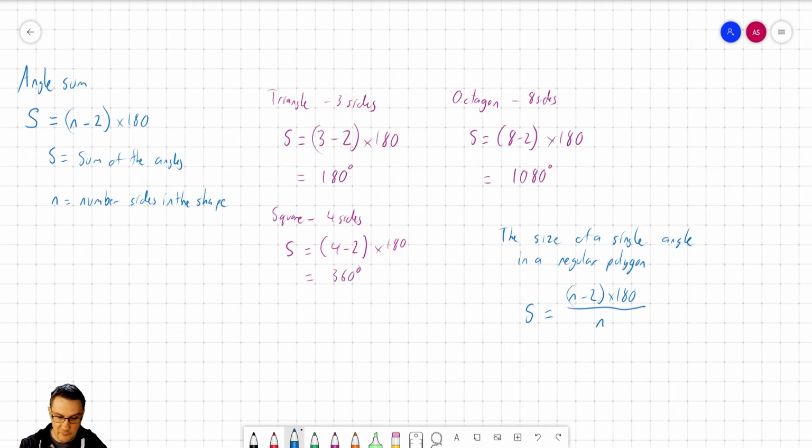So in the case of the ones we've just done, it's just a matter of taking the answer we've got for each of them and dividing it by n. In the case of a triangle, it would be 60 degrees. In the case of a square, that's 90 degrees. And in the case of our octagon, that's 135 degrees. Okay, so this is how you find a single angle in each of these shapes.